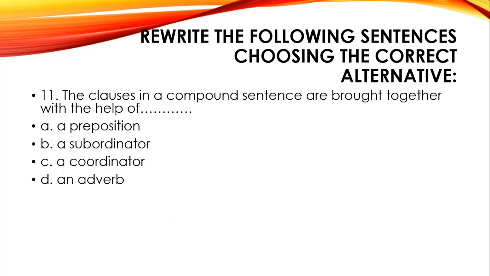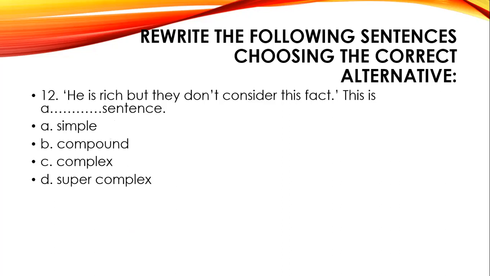Number 11, the clauses in a compound sentence are brought together with the help of dash dash. Option A preposition, option B a subordinator, option C a coordinator, option D an adverb. And the correct answer is option C a coordinator. The clauses in a compound sentence are brought together with the help of a coordinator.